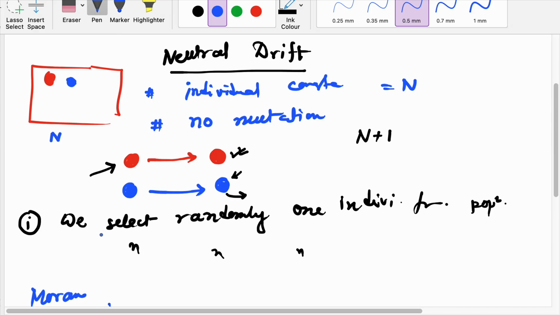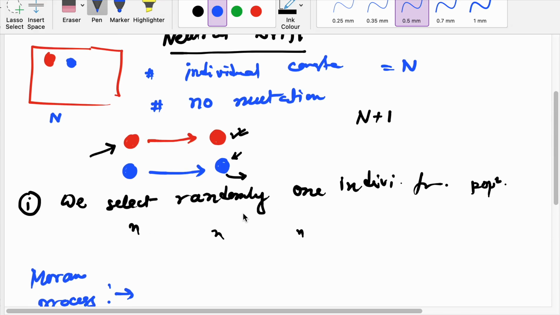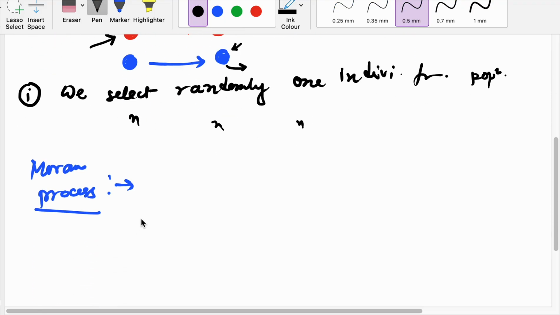And how we select to reproduce one individual: we randomly select that individual and it will make one copy of herself, and we will again select randomly one individual to eliminate from the population. So this is the process. So what possible outcomes could happen?